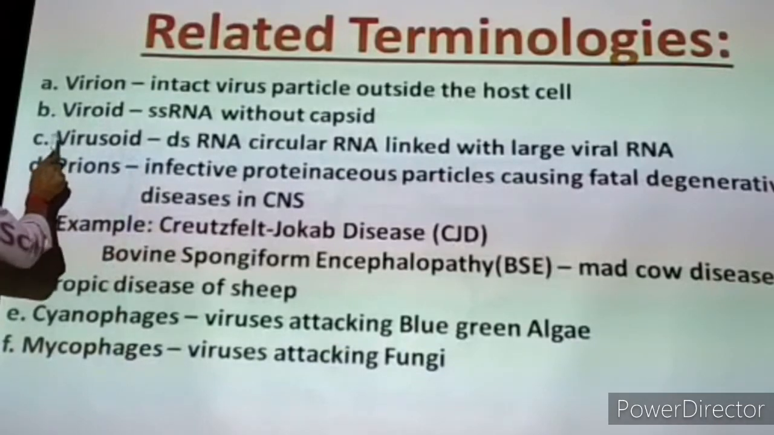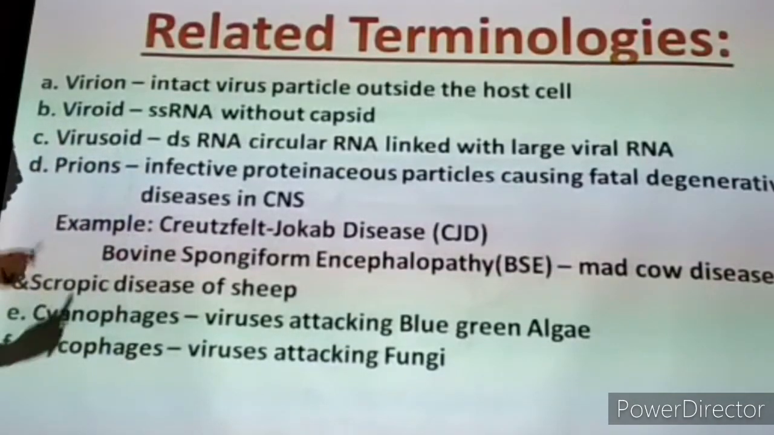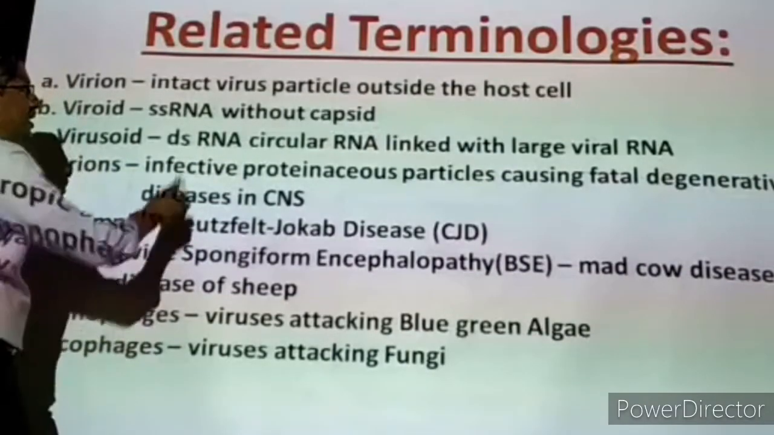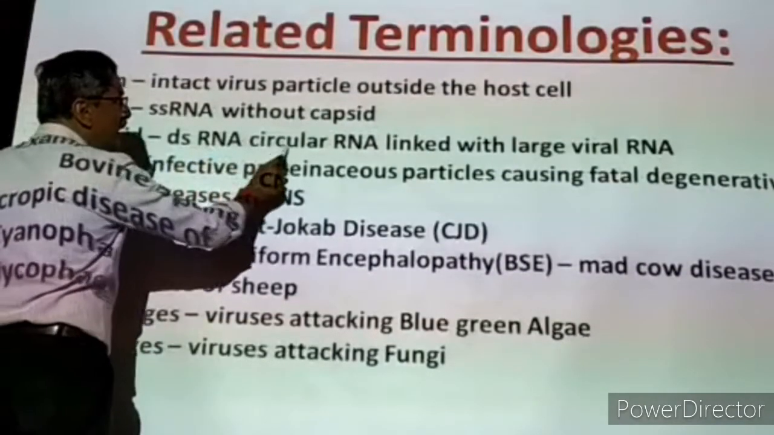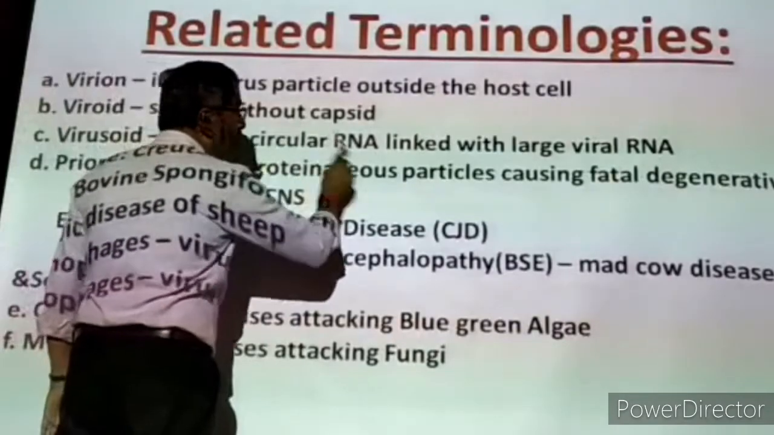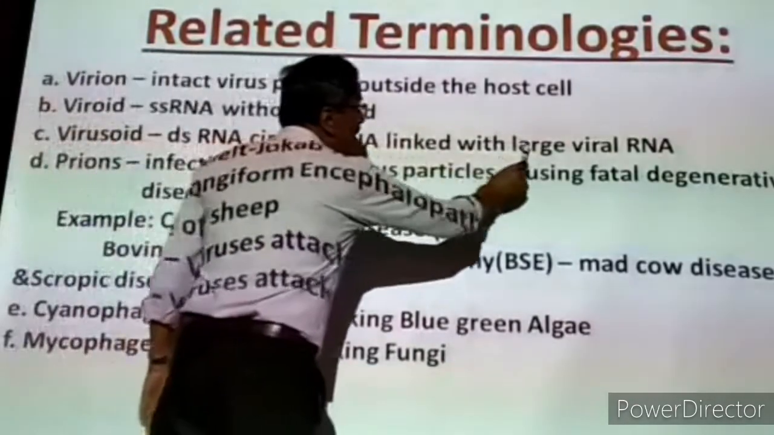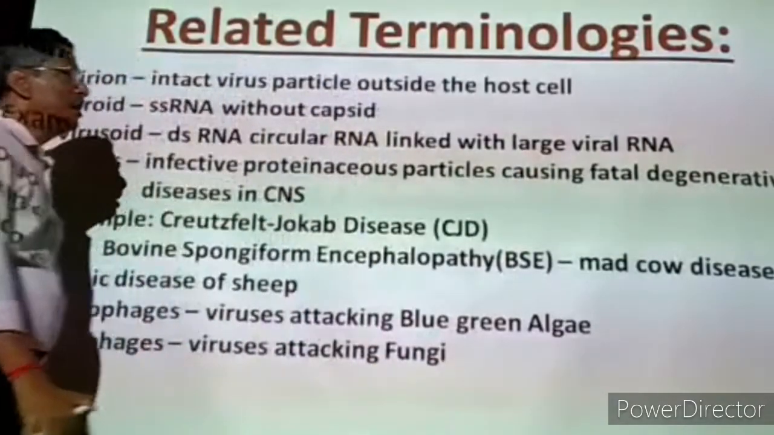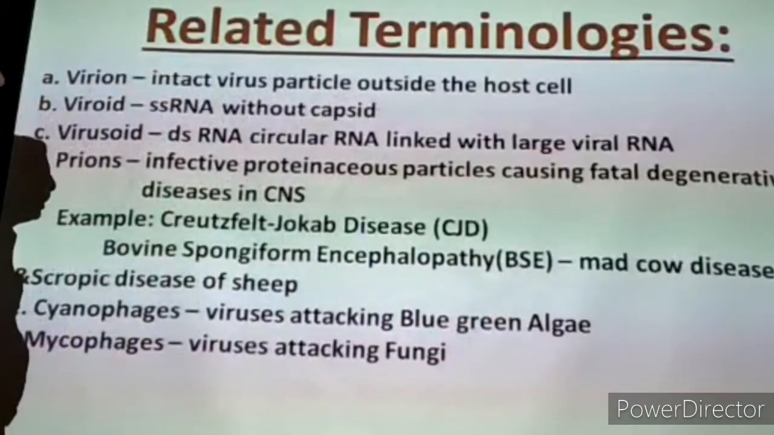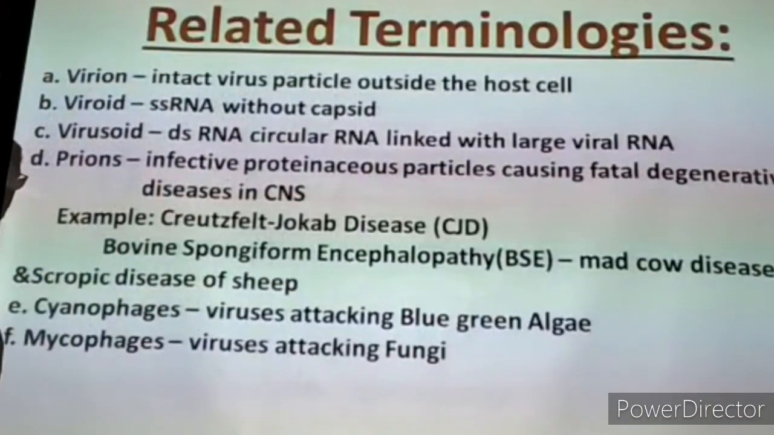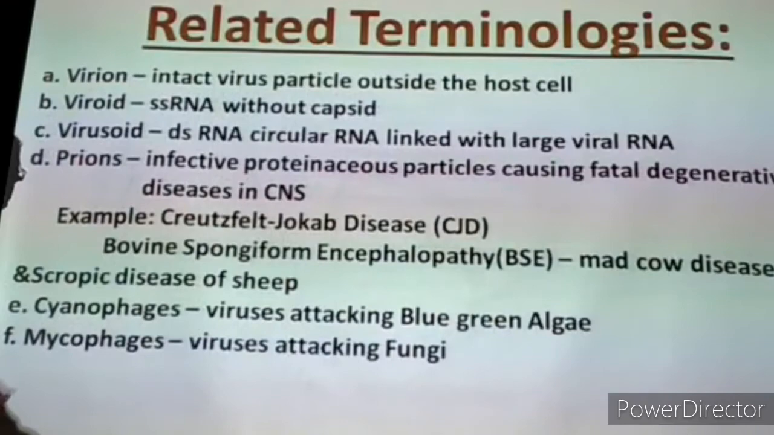The third terminology is virusoid. Virusoid means a double strand RNA. Two strands of RNA. Okay, double strand RNA, circular RNA. Even sometimes the RNA will be circular. Sometimes it is linked with the large viral RNA. So that is called a virusoid. Prions. Okay, prions, P-R-I-O-N-S, prions.